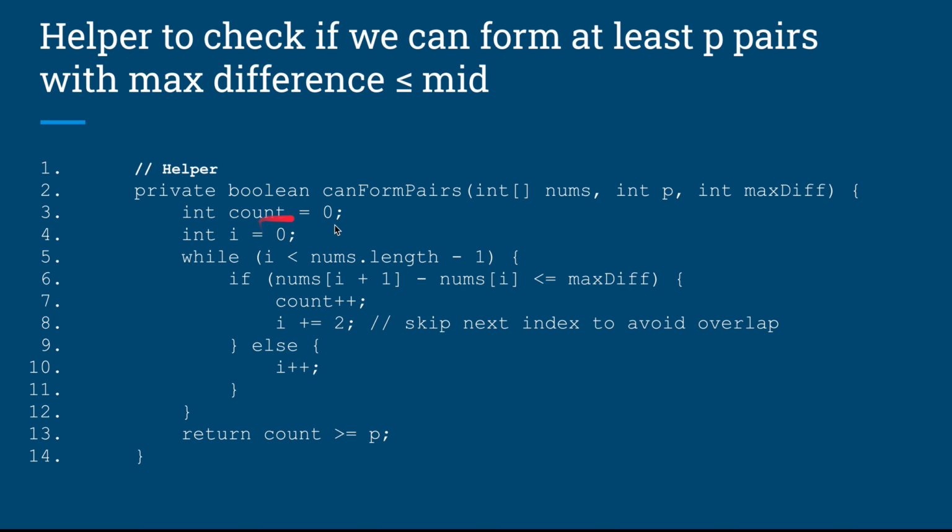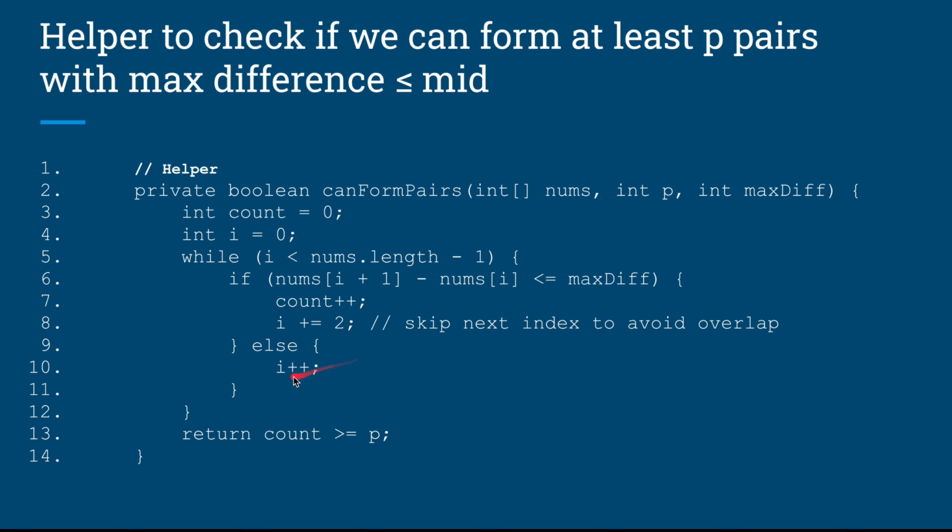I hope you understand. This is the form pairs method where you have to write like this, right? You have to take the count, and loop from 0 to the last length minus 1. Until i is not at the last index, you find the difference, you check if the difference is less than or equal to the max difference. If this case is happening, you will increase the count and you will increase i by 2, because we have to skip the next index to avoid the overlap, right?